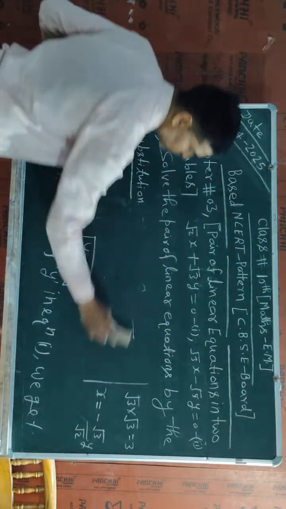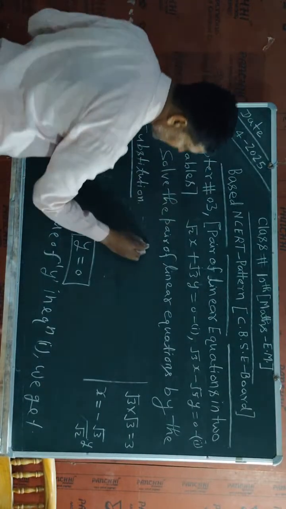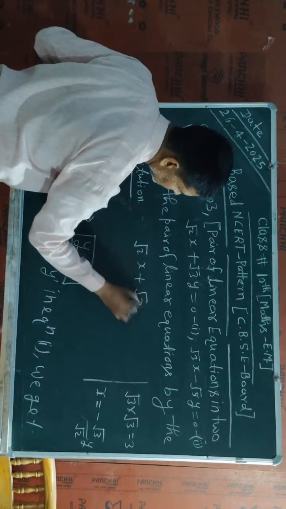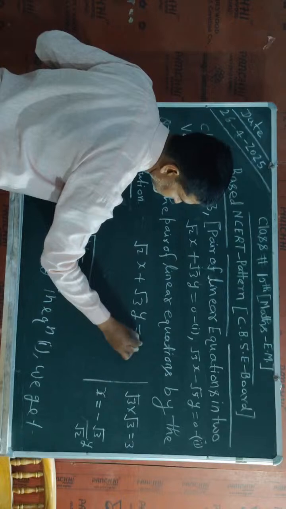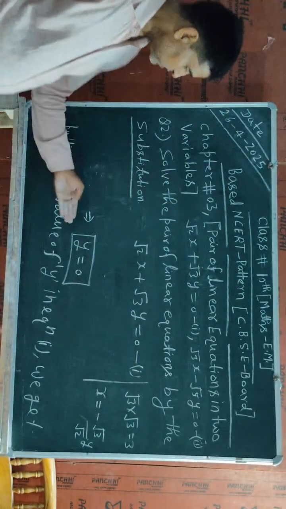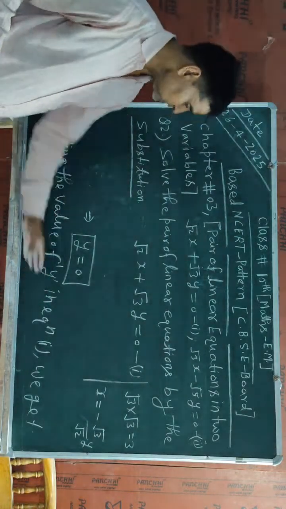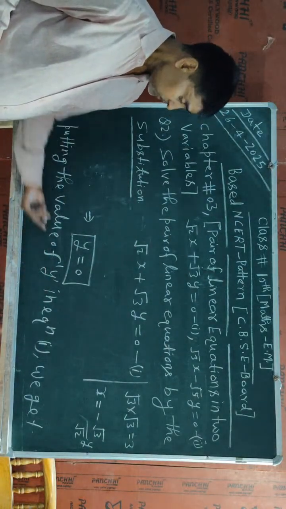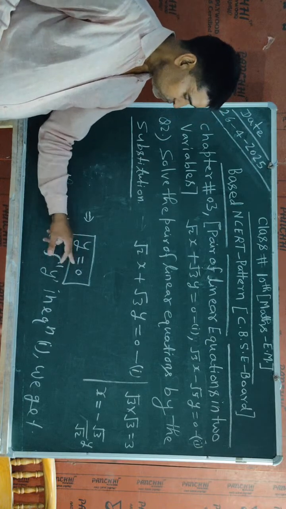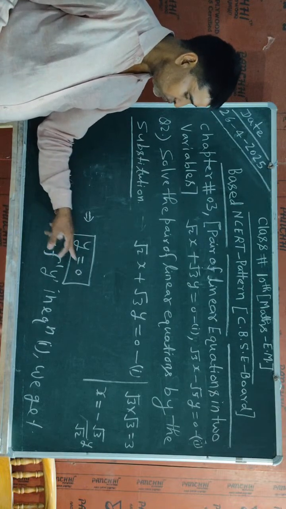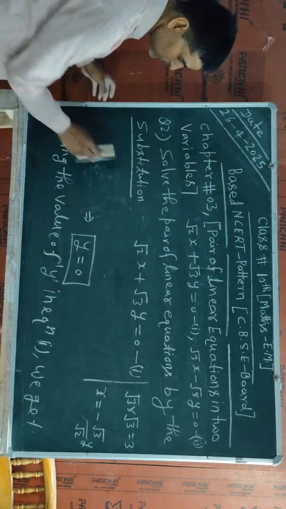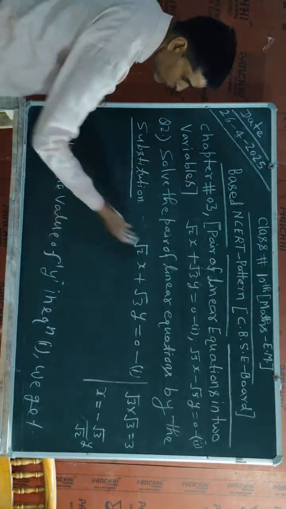Now equation number 2 I am writing here: 2x plus root 3y is equal to 0. This is the equation number 1; I have written it the same. Now further I will use this statement. The value of y is written here as 0, and I will put y equal to 0 in equation 1, and then we will get the value of x.